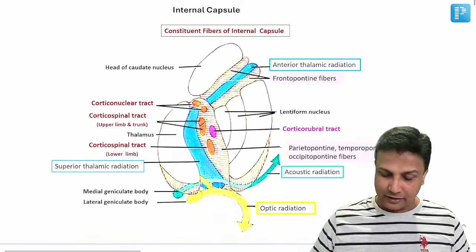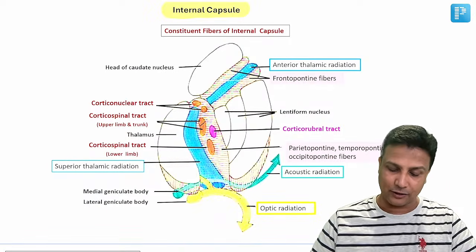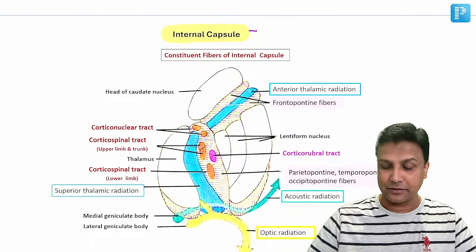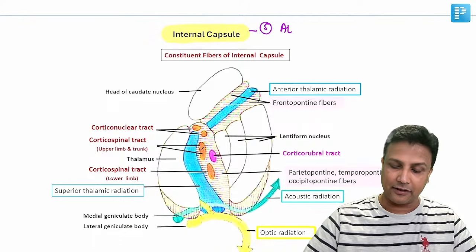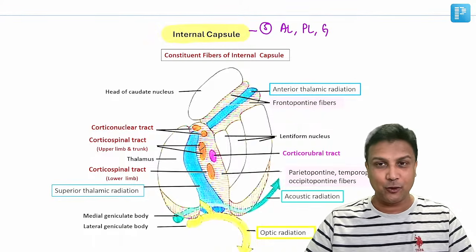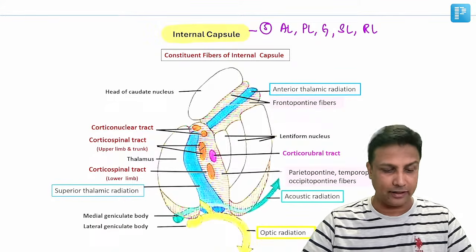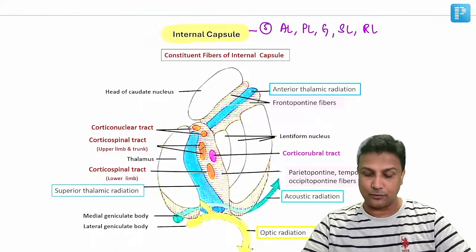Now in the middle of all these nuclei, you were able to see the internal capsule. First of all, how many parts do you have in the internal capsule? Remember, there are totally 5 parts of the internal capsule. There will be the anterior limb, the posterior limb, a bent in the middle, that is the genu, and then the sublentiform part and the retrolentiform part here. There are totally 5 parts in the internal capsule.